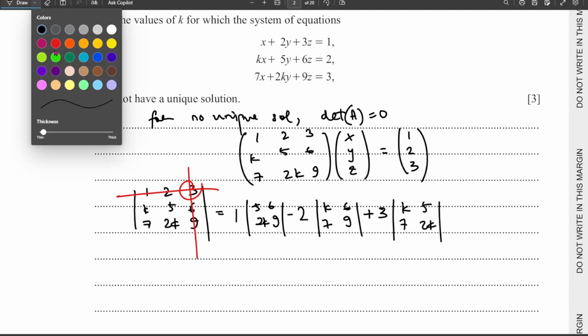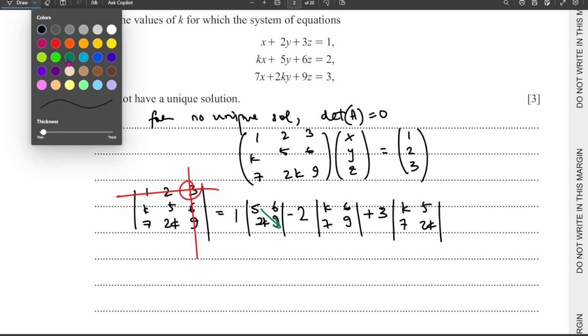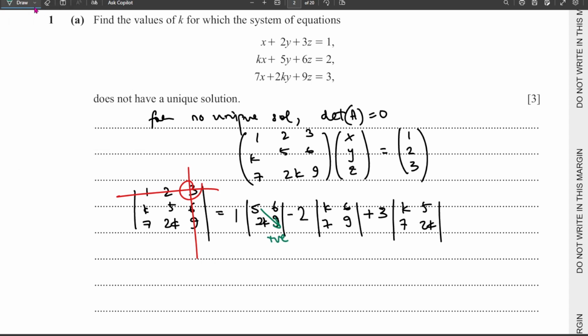If you can recall also, for a 2x2 matrix, the determinant is found by cross multiplying. Multiplying downwards, remember that is a positive, and then multiplying upwards, there is a negative. And we equate this entire equation to 0. So I'll go ahead and do the computation here.